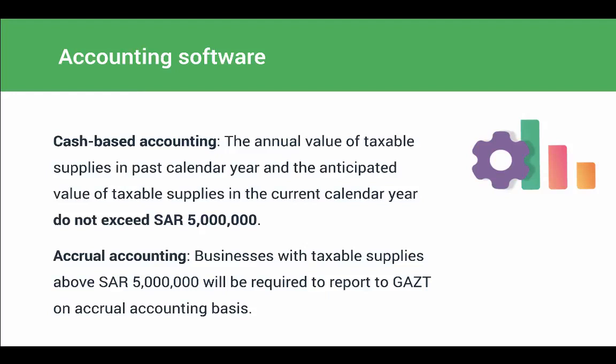Businesses with taxable supplies above the threshold of 5 million Saudi riyals will be required to report to GAZT on accrual accounting basis. For those of you who aren't familiar with the terms cash based accounting method and accrual accounting method, a transaction is considered a sale when the payment is received in case of cash based accounting method. And in case of accrual accounting method, a transaction is considered a sale when an invoice is issued.